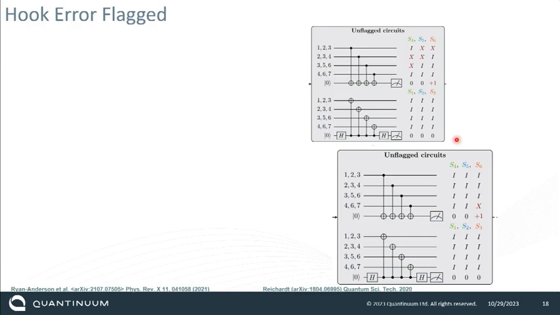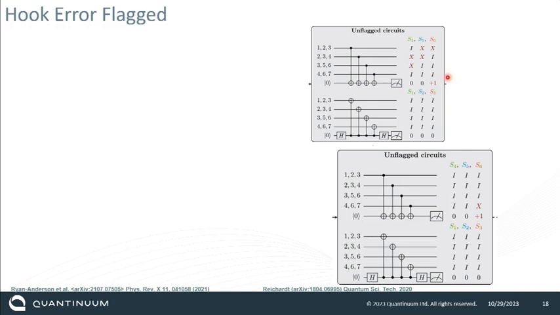Okay, so why do we need all of this rigmarole exactly? I already alluded to this idea of hook errors. I apologize because it's a little bit of a backwards argument, but I think everyone here is going to understand it just fine. Here I have these 2 unflagged circuits, and I have 2 different error configurations. Up here I have X errors on qubits 2 and 3, and down here I have an X error on qubit 7. But when we look at the syndrome information that comes out, we see that they're the same. At the top I have 0, 0, plus 1, 0, 0, 0, and at the bottom I have 0, 0, plus 1, 0, 0, 0. So the same syndrome information from 2 different error configurations.